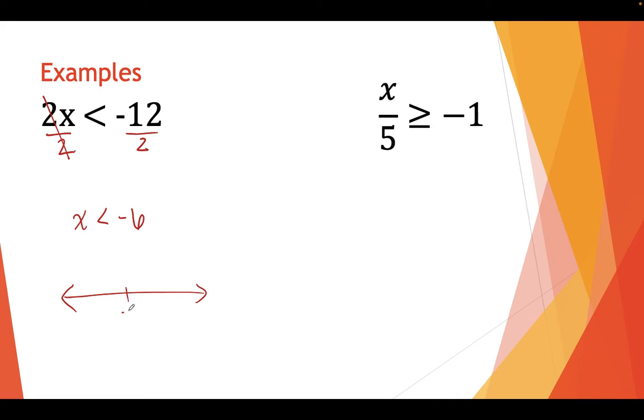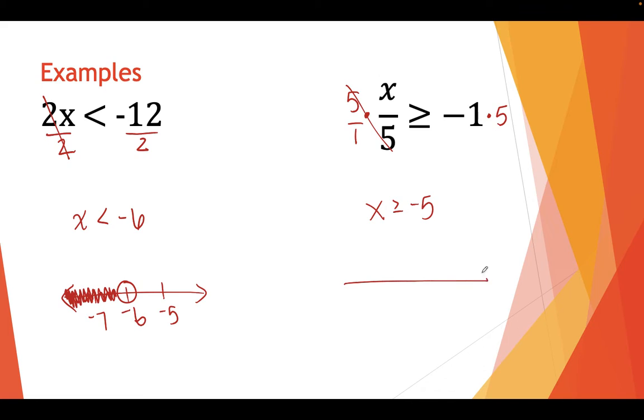My number line would give me an open circle on the -6, and since I'm looking for numbers less than -6, I'm going to shade to the left. The second example is x divided by 5, so I'm going to multiply by 5 on both sides. This gives me a solution of x is greater than or equal to negative 5. My number line here will show me a closed circle above the negative 5, and my shading in this case will go to the right because the numbers bigger than negative 5 are to the right.